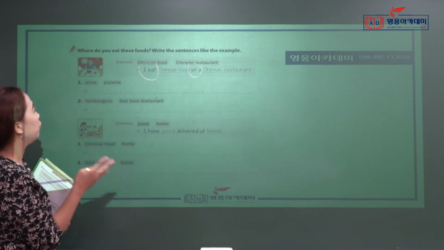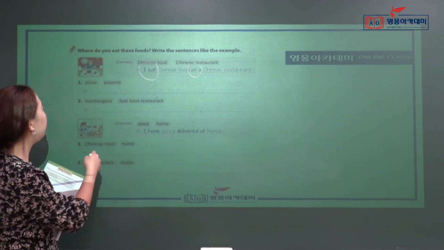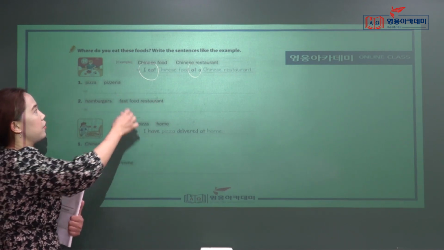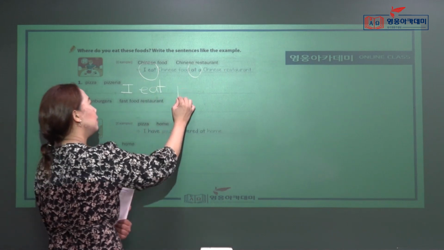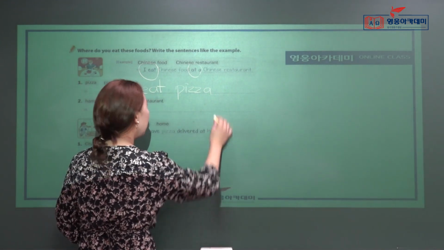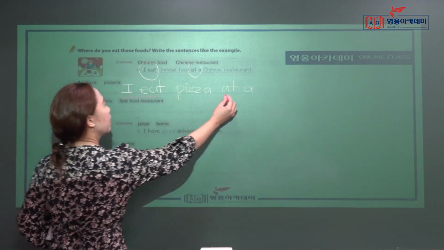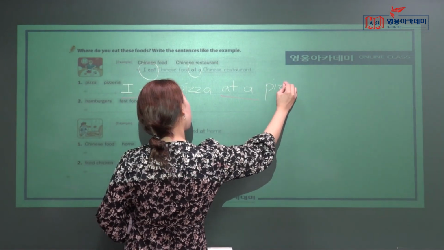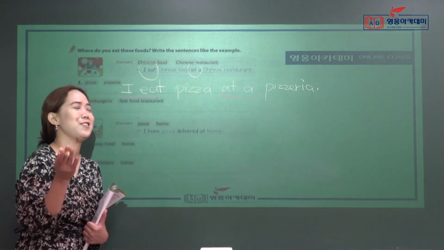For the example, I eat Chinese food at a Chinese restaurant. Number 1, pizza and pizzeria. So how do you answer this? I eat pizza at, I want to highlight this. I eat and then at. I eat pizza at a pizzeria. Okay. Write your answers, guys.